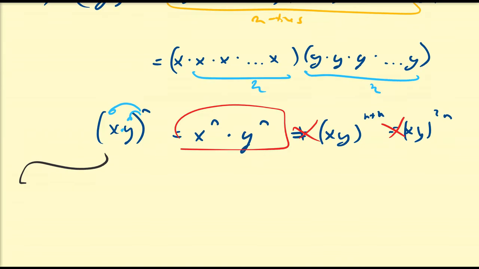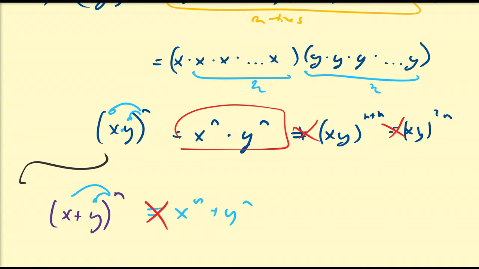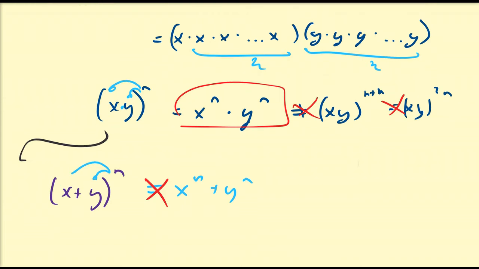Now, there is a common mistake that I do see a lot of people make. If we have x plus y to the power of n, some people try and use that rule here. They try and distribute this, and say this is equal to x to the n plus y to the n, right? This is actually not the case, except only if x or y is equal to 0.